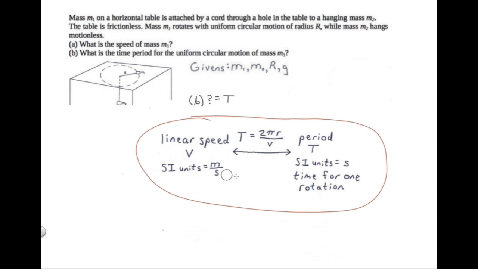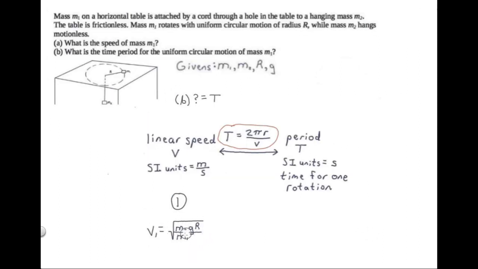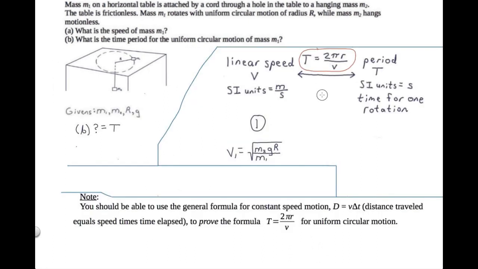Let's use this part of the flowchart to answer the question. From our work on part A of the problem, we know that v sub 1 equals the square root of m2 times g times capital R over m1. We will use that result for v sub 1 to determine the period. The flowchart tells us that to convert between the speed and the period, we use this formula. The period equals 2 pi times the radius divided by the speed.